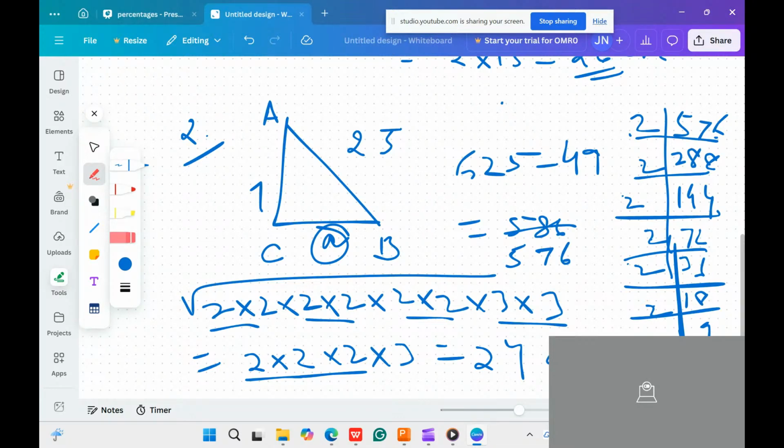Did you find the perimeter? If you calculate perimeter, you should know what we are doing and why we are doing it. Okay?